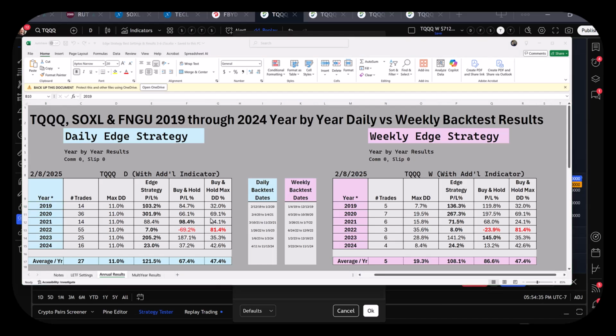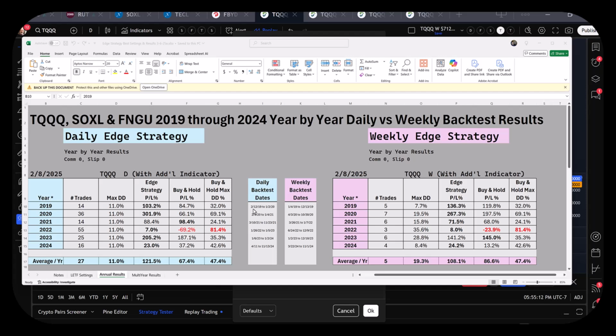Now, notice that I've got dates over here as to when the backtest dates actually ran. So the backtest ran, in this case, on the daily from 2/12/19 to January 2nd of 20. And because of that, we're going to use those same dates to establish the buy and hold performance and drawdown for a comparative basis. So based on those dates, this is what the buy and hold did.